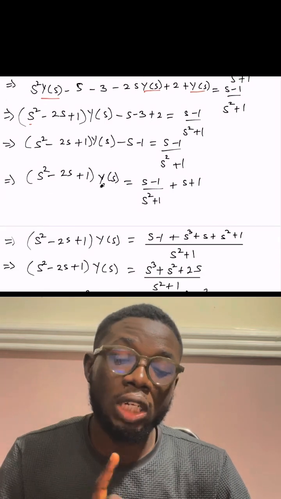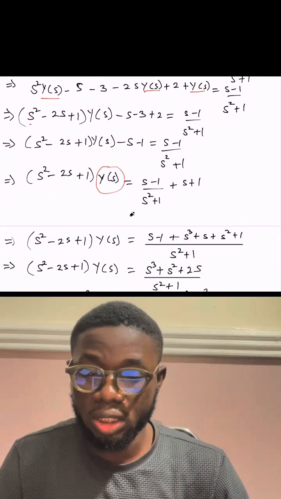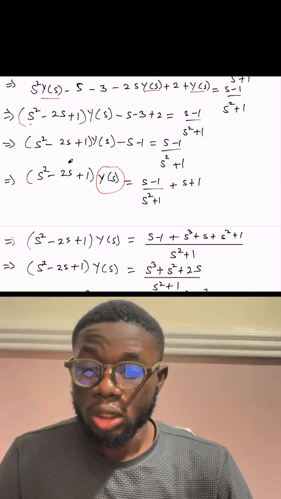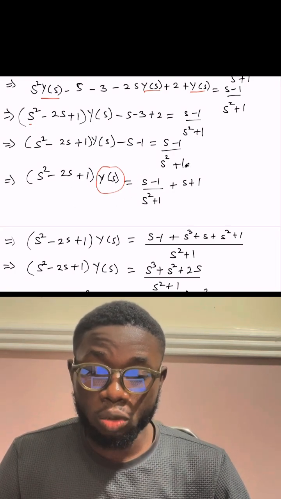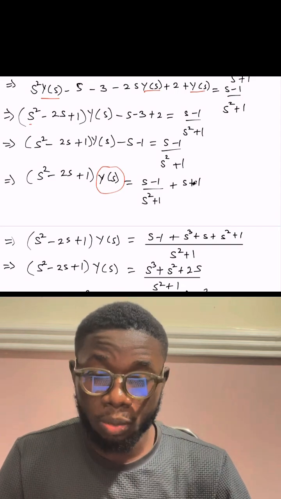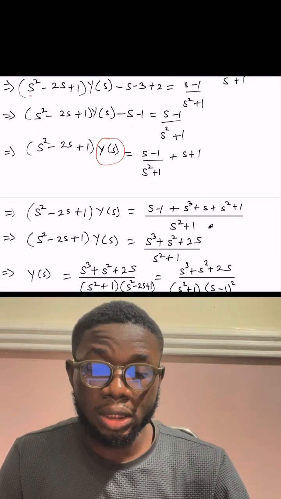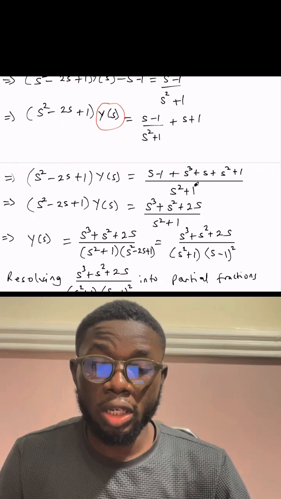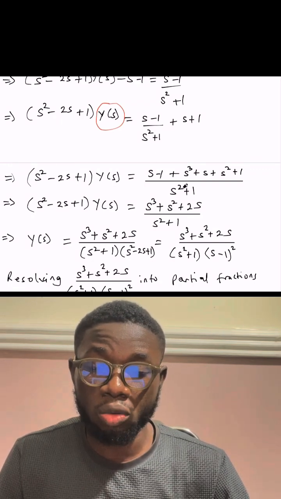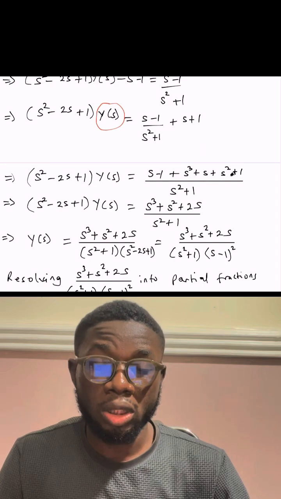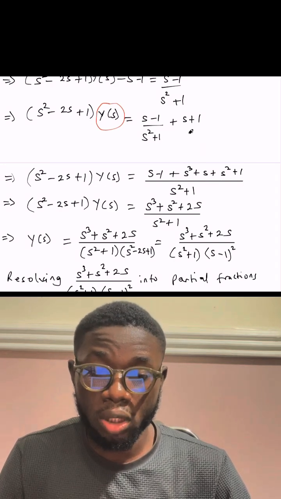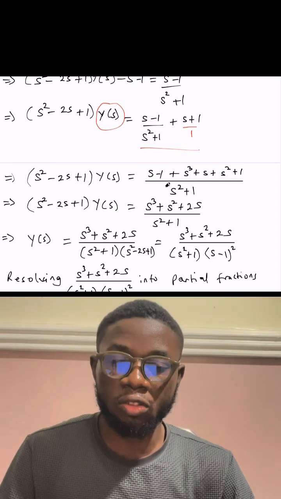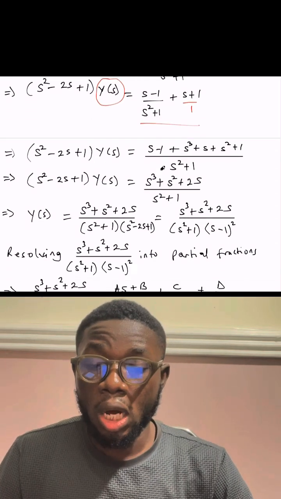Don't forget I told you that what we are solving for is y of s itself. So to do that, we take everything to the right hand side. Minus s minus 1 goes to the right hand side, that's plus s plus 1. When you do that simplification, the LCM is s squared plus 1. Then you do your expansion, so we have s minus 1 plus s cubed plus s squared. If you're taking Laplace transform, this should not be a problem for you.